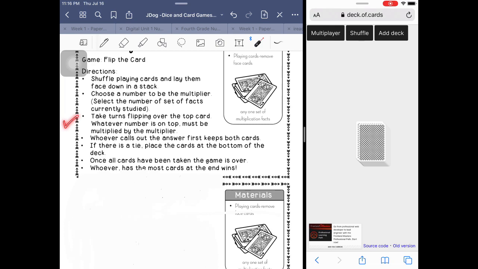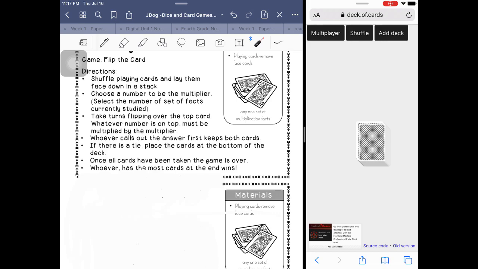Take turns flipping over the top card. Whatever number is on top must be multiplied by the multiplier. Whoever calls out the answer first keeps both cards. If there is a tie, place the cards at the bottom of the deck. Once all cards have been taken, the game is over. Whoever has the most cards at the end wins.